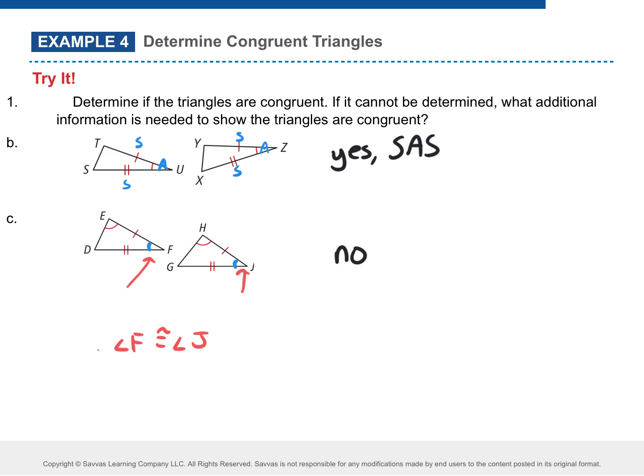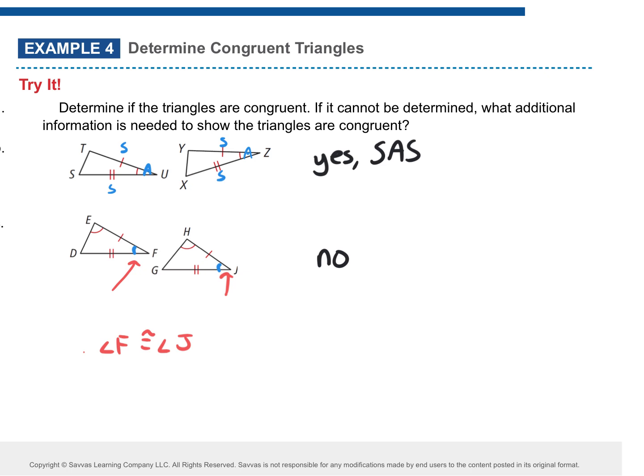On part A, let's make a triangle congruent statement. So on part A, how can I start it? TSU is congruent to triangle YXZ. Again, can I just put random letters together and call it a congruent statement? No, they have to be in order, corresponding to each other.